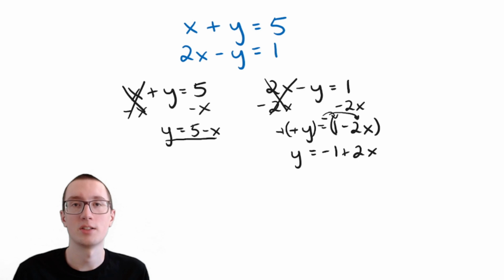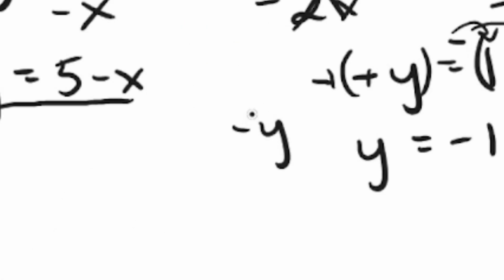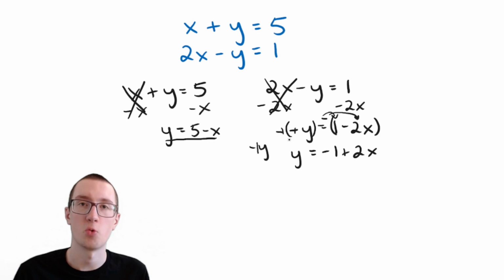The other way you could have thought about it, it's quite literally the same thing, but remember that if you have a minus sign, like minus y, this is really saying minus 1 times y. So if you want to think of that as a minus 1, you divide both sides by minus 1.